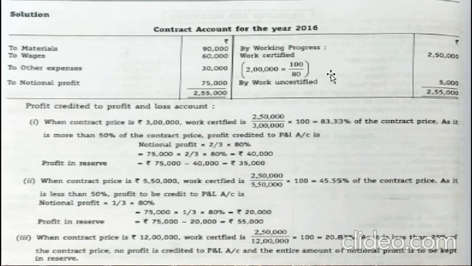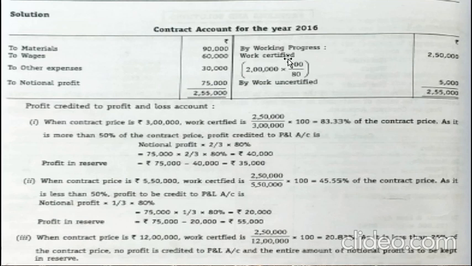According to this, if we total up your debit side and your credit side, your credit items are more and the value is 2,55,000. So 2,55,000 minus 90,000 minus 60,000 minus 30,000 of all your expenses will give you the difference in your debit side, which is your notional profit, 75,000. So 75,000 is your notional profit. With this notional profit, we will find out the profit to be transferred.